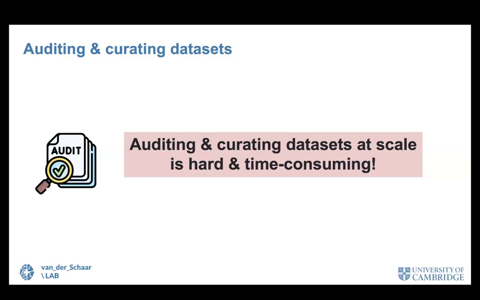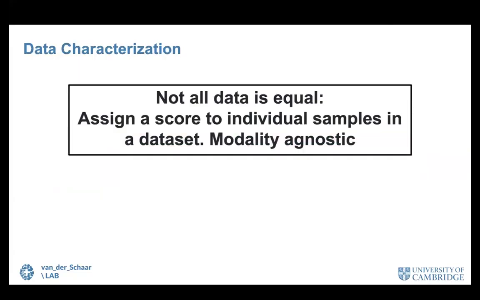And so what data characterization as a broader research area tries to do is auditing and curating of data sets, and really saying that doing this auditing and curating of data sets at scale is very hard and very time consuming. And the question is that not all data is equal to one another. So can we build systematic tools where we can assign scores to individual samples within the data set? So whether you've got a tabular data set, a time series, an image, a piece of text, this should be somewhat modality agnostic. Can we build general purpose machine learning methods that can effectively score different samples based on the different value functions that we really care about?